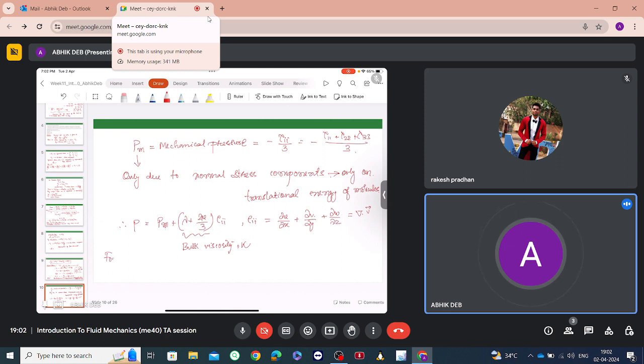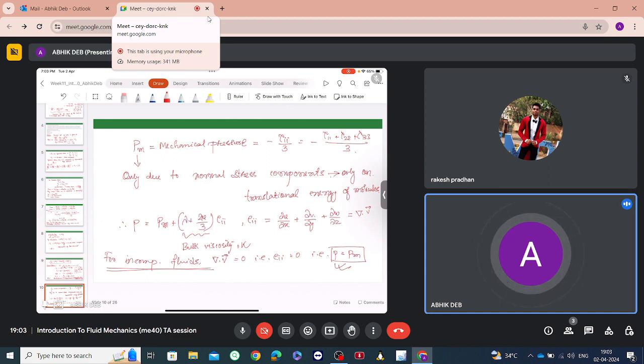For incompressible fluids, del dot V is equal to 0, that is EII is equal to 0, that is P is equal to Pm, that is the thermodynamic pressure is equal to the mechanical pressure for all incompressible fluids.